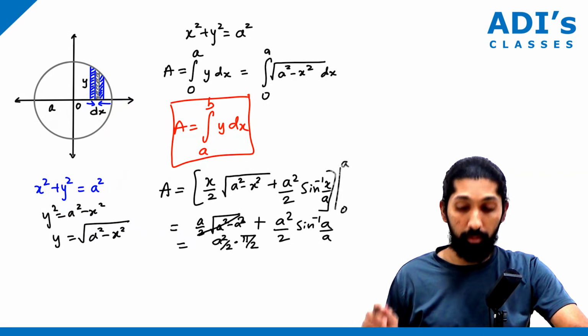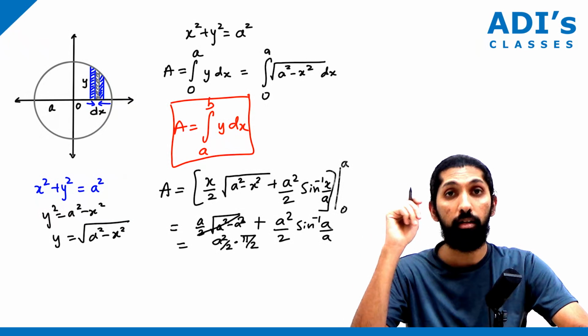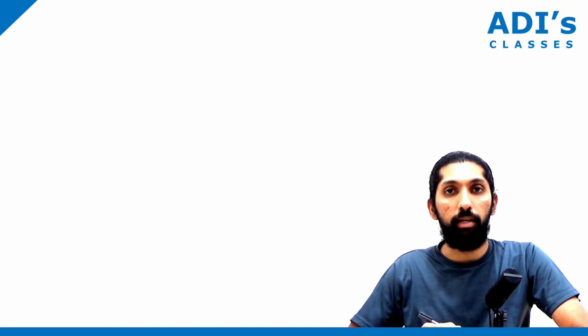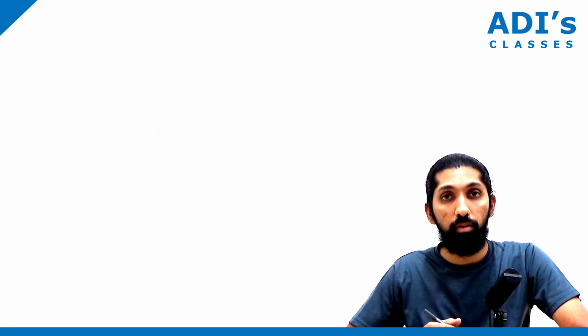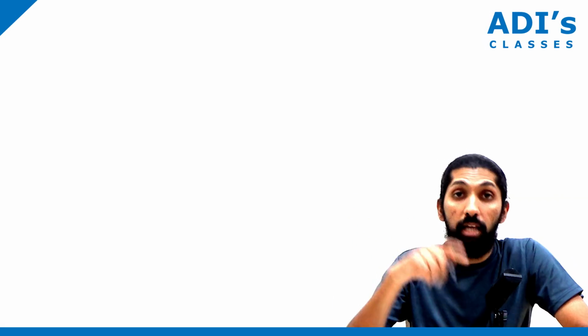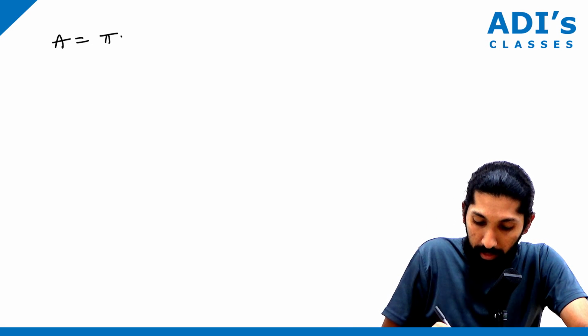Remember, I've just applied the upper limit. I've not even done the lower limit yet. Now, we'll do the lower limit. The value is going to become 0. x by 2, 0 by 2 into anything is 0. Sine inverse of 0 is also 0. So what do we get? A is equal to pi a square by 4.